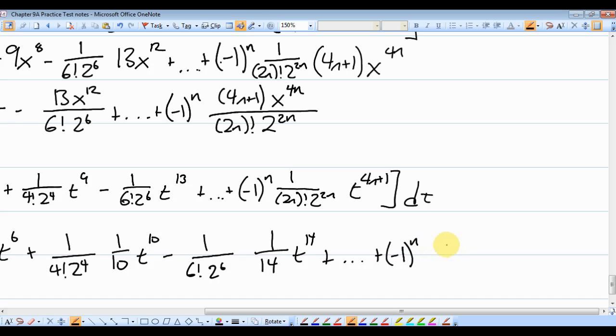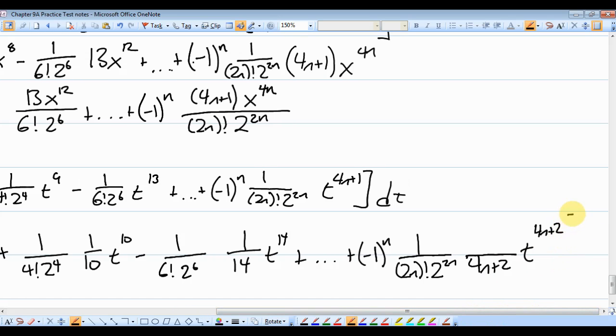Negative 1 to the n, that's constant in terms of t, 2n factorial, that's also constant in terms of t, 2 to the 2n, that's constant in terms of t, and let's see, 4n plus 1 plus another one is 4n plus 2, and t to the 4n plus 2 from 0 to x. I'm going to pause here for 1 second.